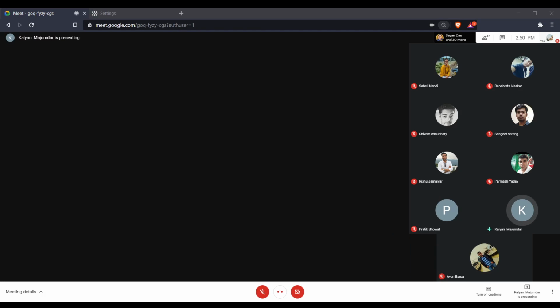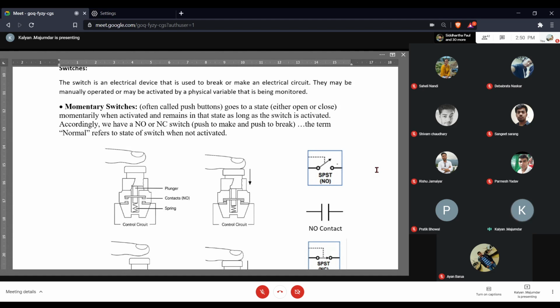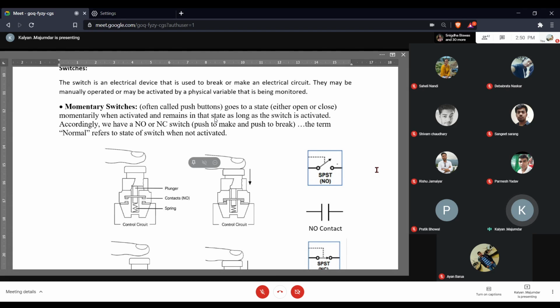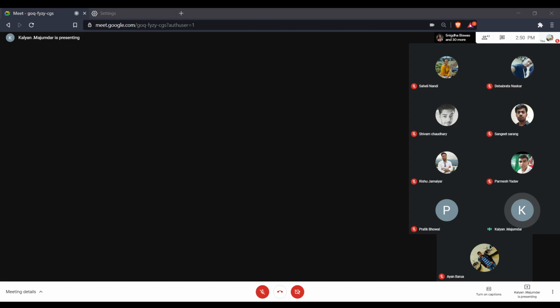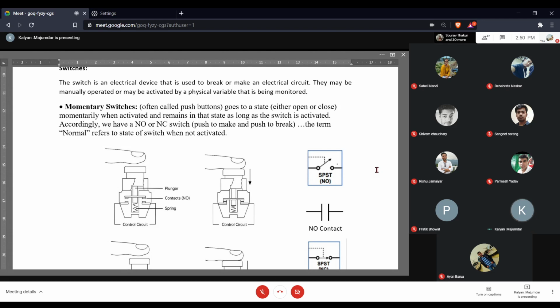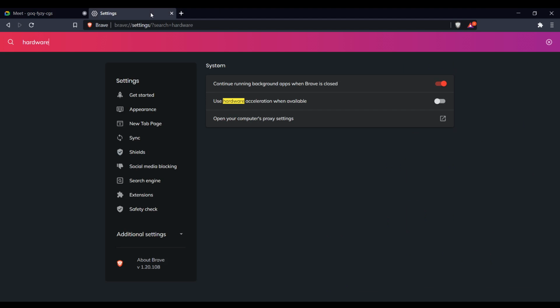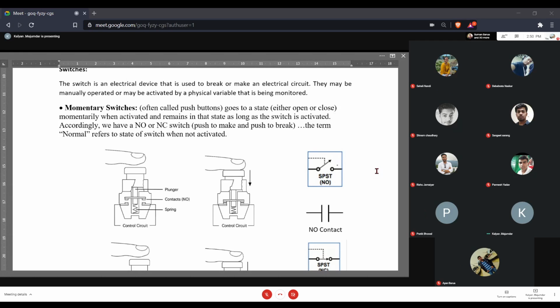When you activate it, it becomes closed, it becomes on. That is only as long as you keep it activated. You keep pressing the switch, you keep pushing the switch, or whatever makes the activation. So as long as you're activating it, it changes state. So it's momentary in nature. The change of state is only as long as it is being activated. You remove the activation, it gets back to the normal state. So that is what is depicted.